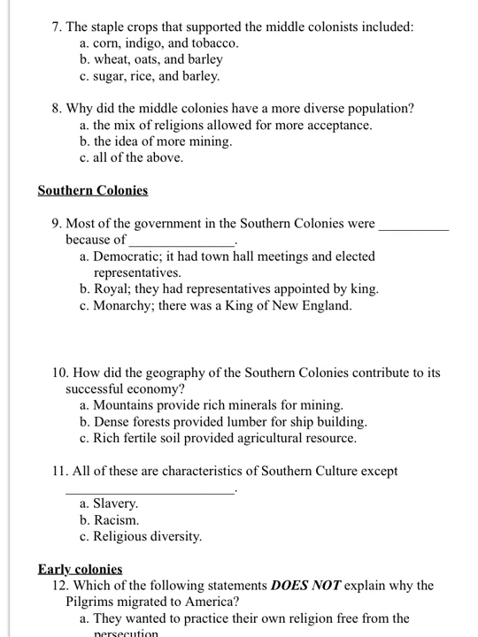Number 8, why did the middle colonies have a more diverse population? Is it A, the mix of religions allowed for more acceptance? B, the idea of more mining? Or C, all of the above? So why did they have a more diverse population?